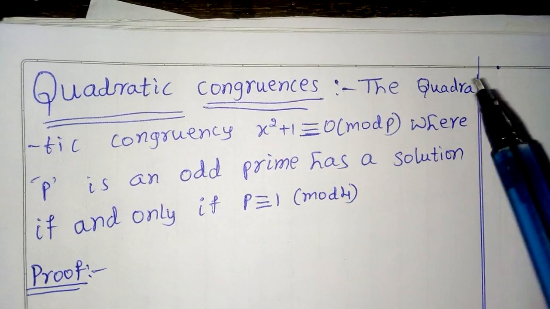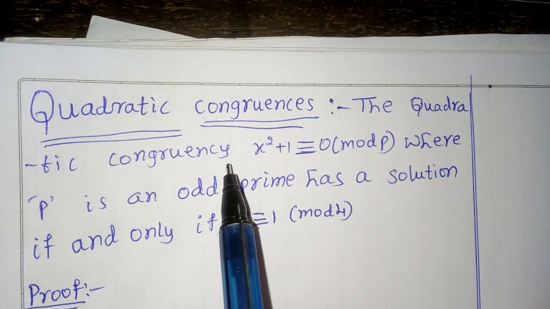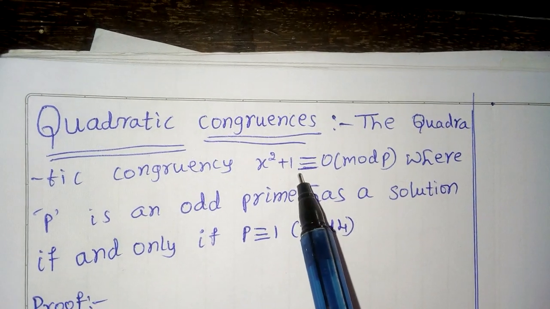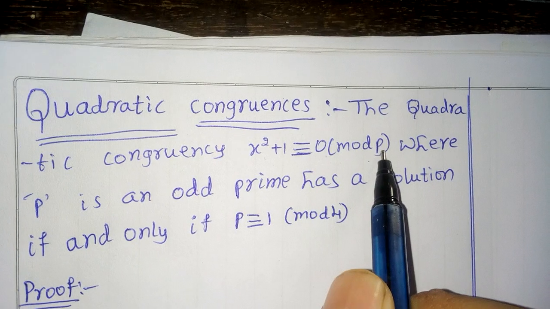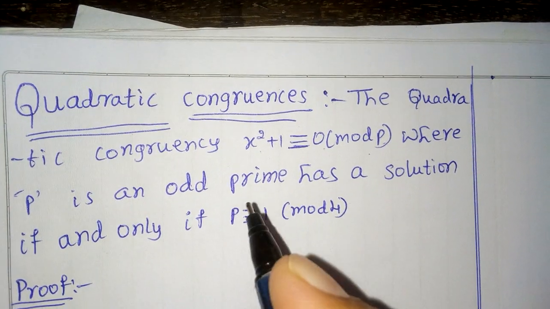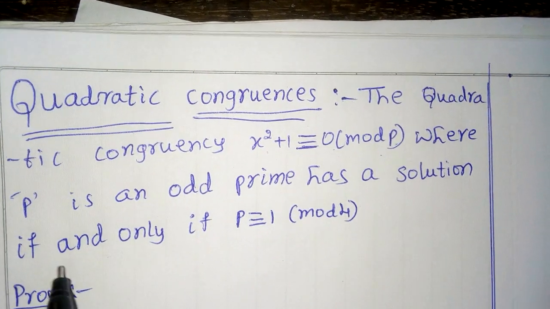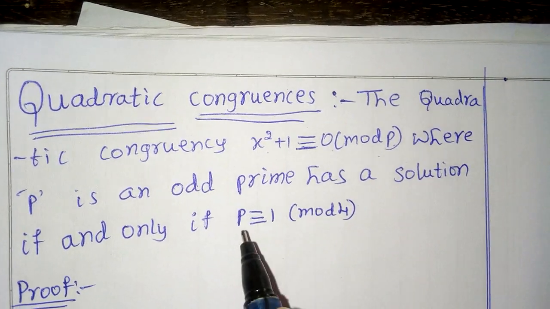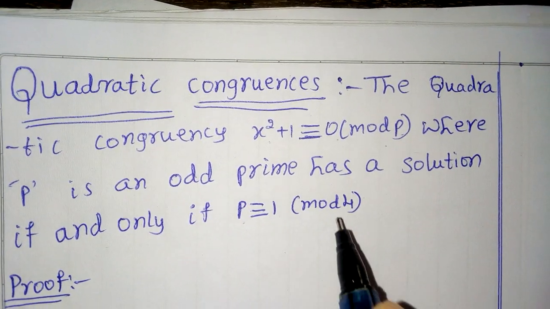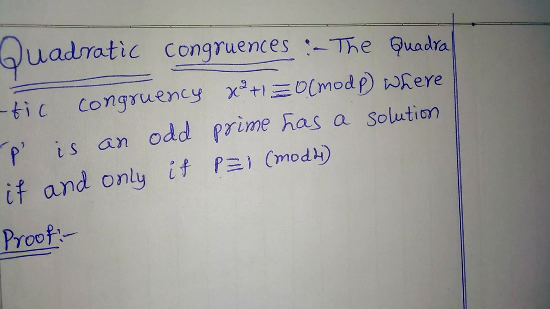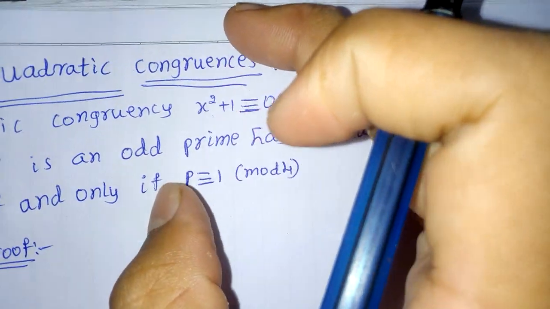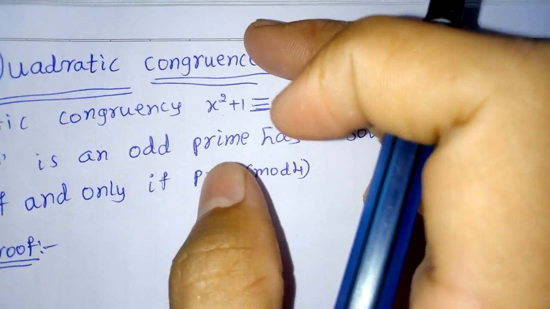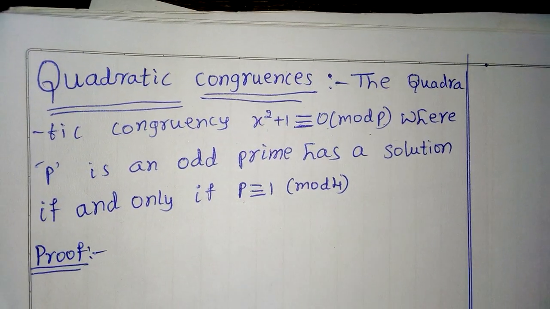Quadratic congruences. The quadratic congruence x squared plus 1 is congruent to 0 mod p, where p is an odd prime, has a solution if and only if p is congruent to 1 mod 4. Now, to prove this, we have to know some properties of congruences.